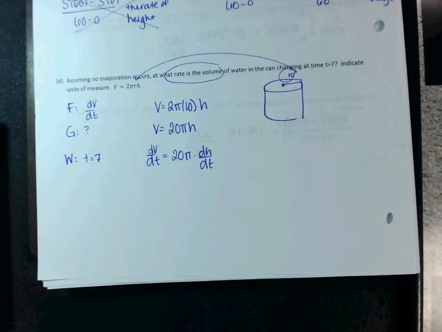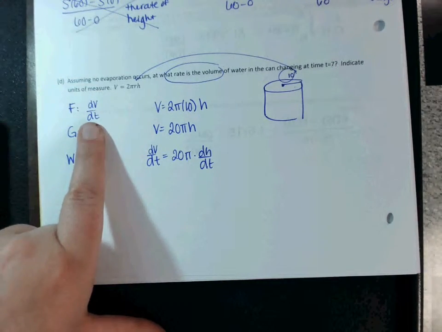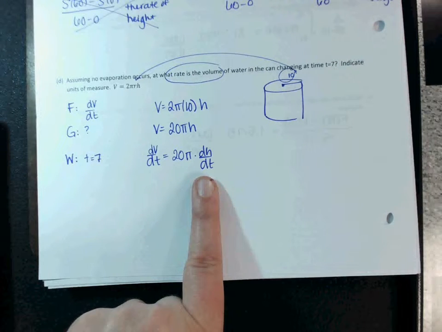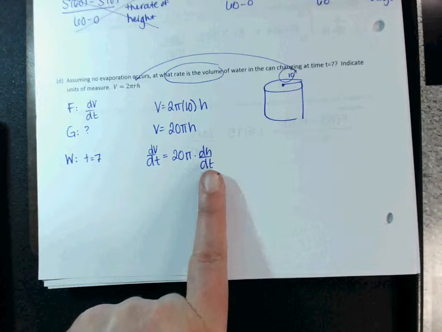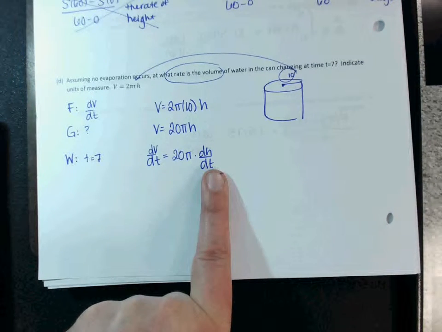And now think about it, if I want to know dV/dt, they must have given you this somewhere. What is dh/dt standing for? The rate that what's changing? The rate that the height is changing. Does that sound familiar? What other equation stands for the rate that the height is changing?